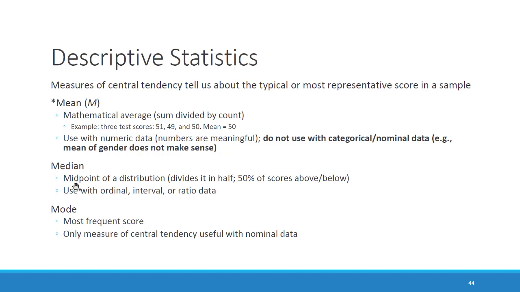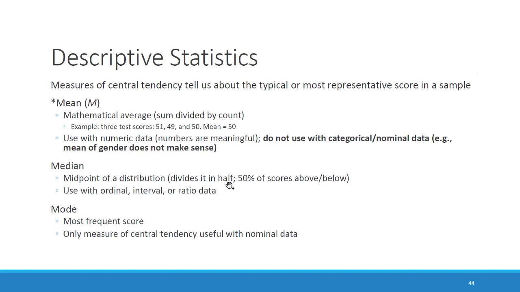The median is the midpoint of a distribution, which divides it in half. So when you look at the median, you're looking at a score that's right in the middle. 50% of scores are above the median and 50% of scores are below the median. You can use the median with ordinal, interval, or ratio data.